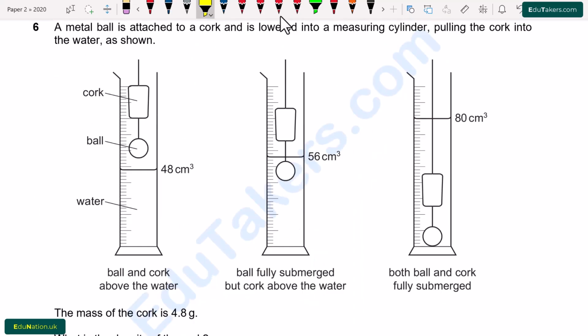Question number 6. A metal ball is attached to a cork and is lowered into a measuring cylinder, pulling the cork into the water as shown. So first of all, we have a measuring cylinder and initially its volume is 48 cubic centimeter. Now here is a second figure where volume is shown 56 cubic centimeter, when the ball is fully submerged but the cork is above the water. The volume is 80 cubic centimeter when both ball and cork are fully submerged in the water.